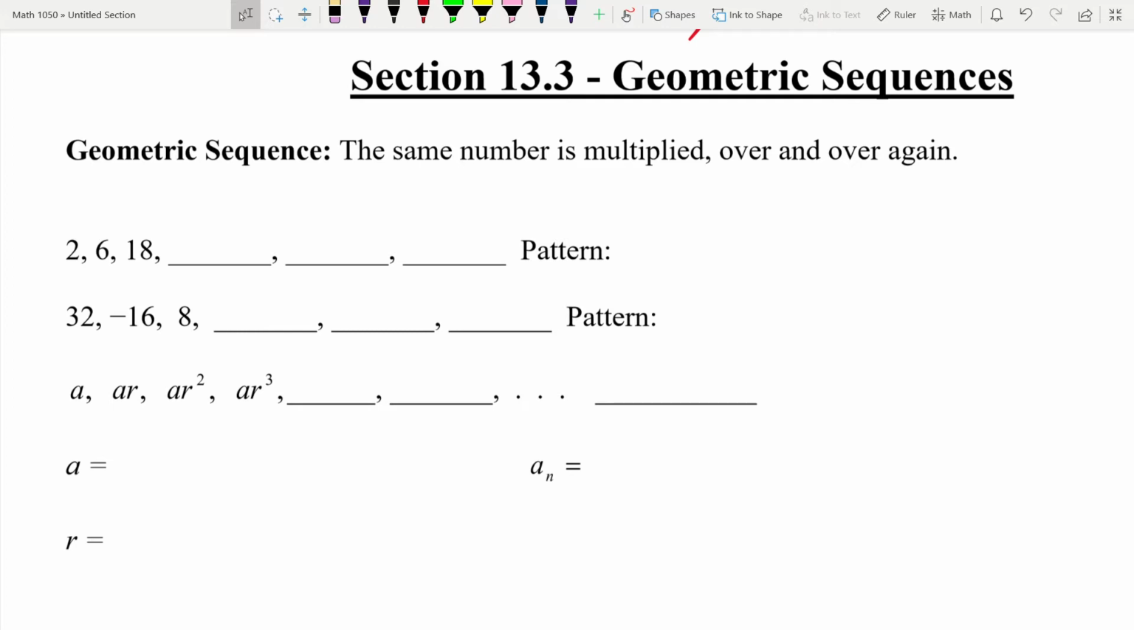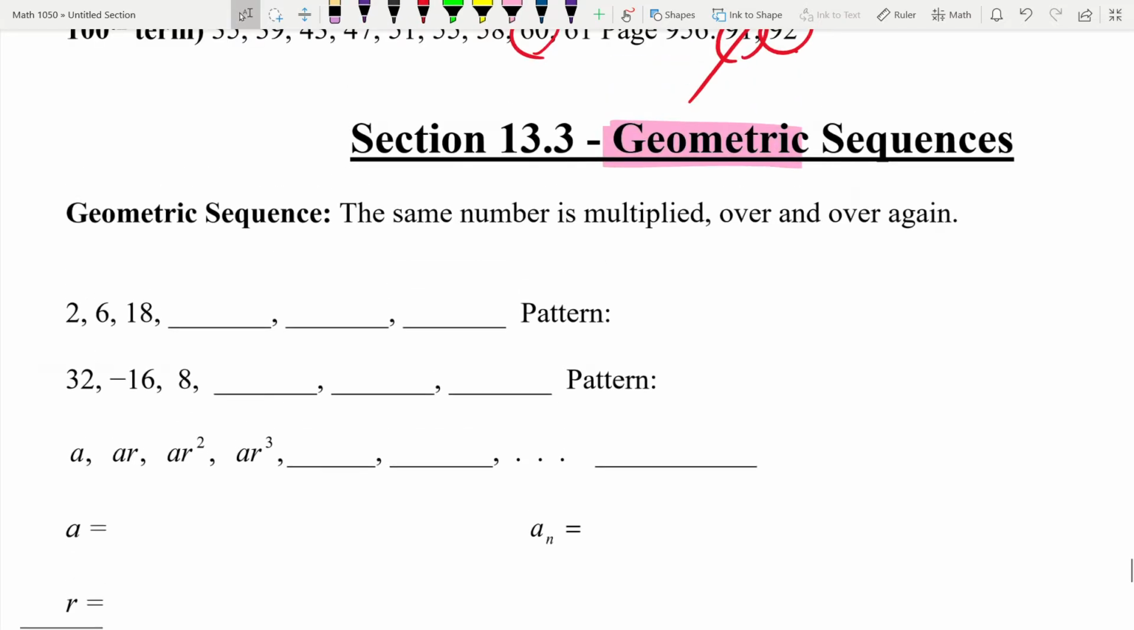All right, guys. So this is lesson 13.3. This is the third day of sequences. The first day was sequences in general. The second one, which was last time, was arithmetic. And today is geometric. So you need to understand the difference between arithmetic and geometric. Arithmetic is when the same thing is added or subtracted every time. Geometric is when the same thing is multiplied every single time. It's not divided, it's multiplied.